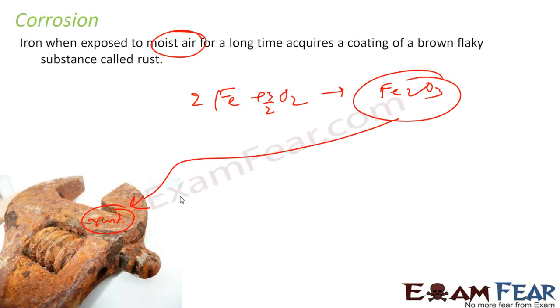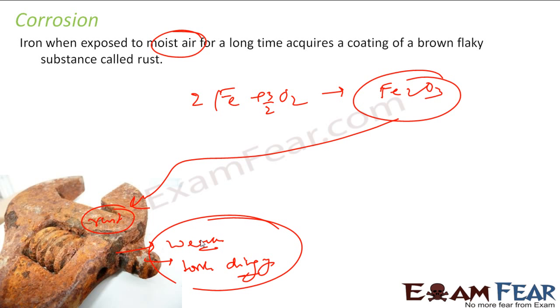And this is a very painful thing, because a lot of times we buy something and it gets corroded and it's a waste. The strength of the article is gone, it's weak, you can't use it anymore, it looks dirty and dingy. This is something which is unwanted, and we always want to avoid corrosion. So let's see what we can do about that.